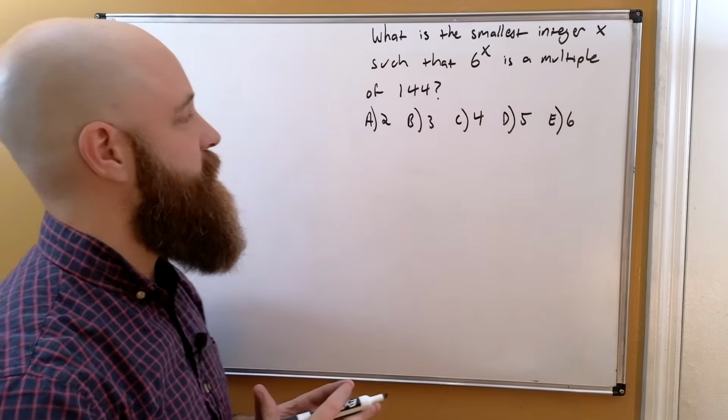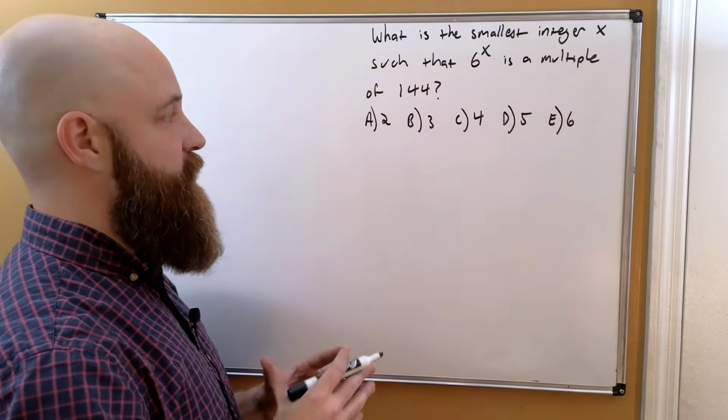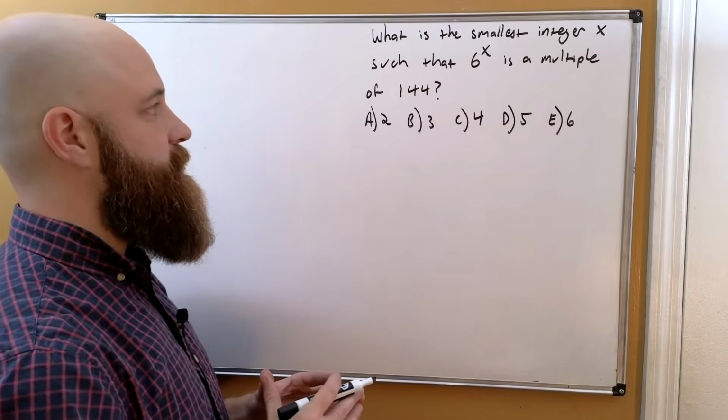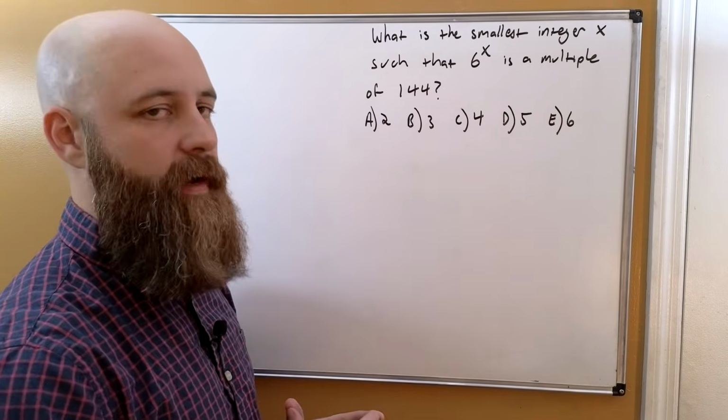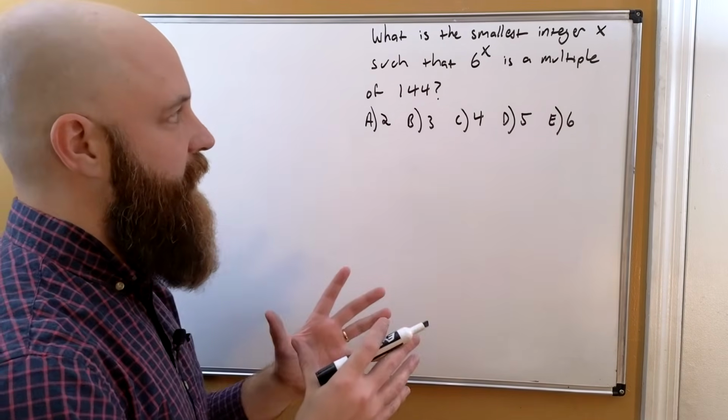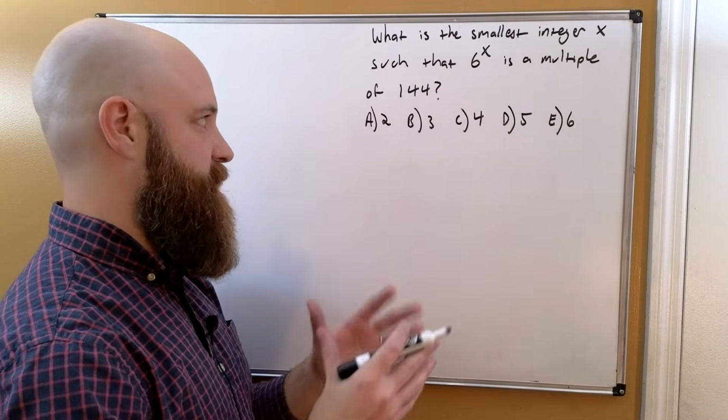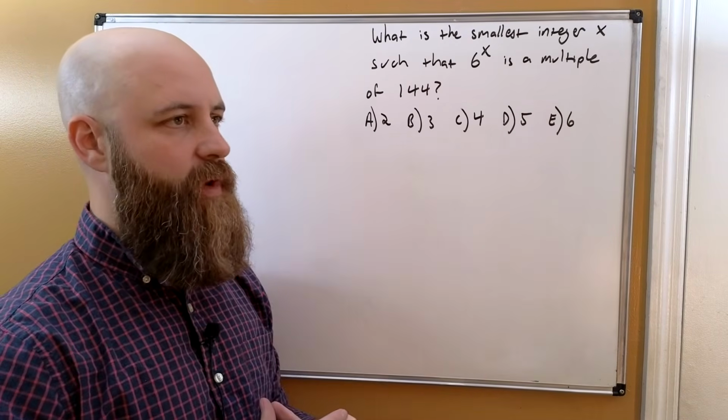All right, let's take a look at this one. What is the smallest integer x such that 6 to the x is a multiple of 144? And I've got some options of x to pick from. Okay, so let's see if I can translate this into some expressions. 6 to the x is a multiple of 144.